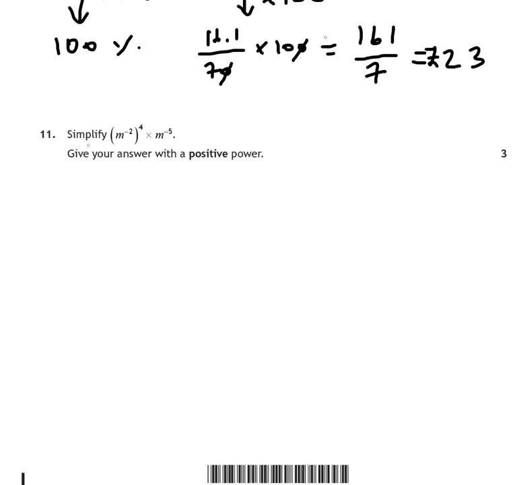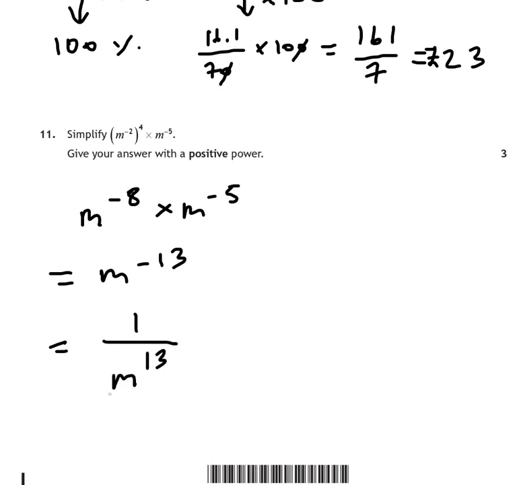Okay, question 11. So we're trying to simplify this indices expression. So we'll start by expanding this expression, and it would just be minus 2 times 4. So it would be m to the power of minus 8 times m to the power of minus 5. And then we just add the indices when we're multiplying. So it would be m to the power of minus 13. And then to change it to a positive power, it would just be 1 over m to the power of 13.